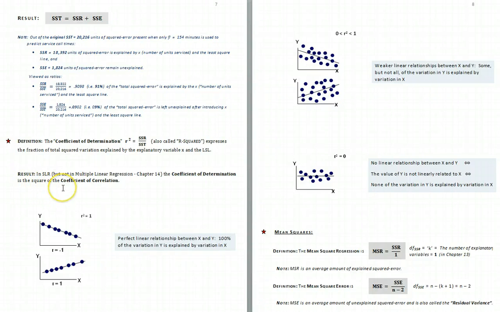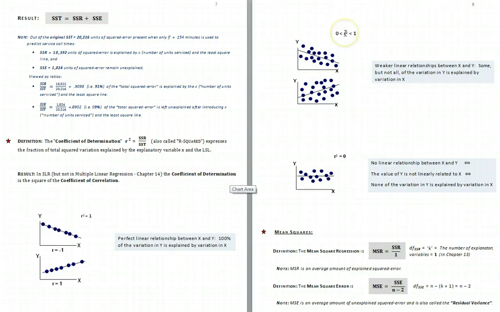In simple linear regression, it turns out that the square of the coefficient of correlation equals the coefficient of determination, which explains why they call the coefficient of determination r squared. When the coefficient of determination is exactly 1, that means that the data fits perfectly on a straight line with either a negative slope or a positive slope.